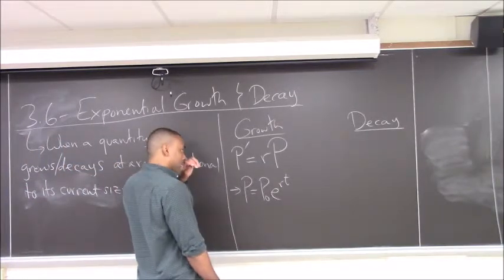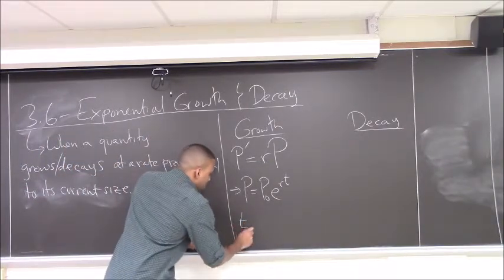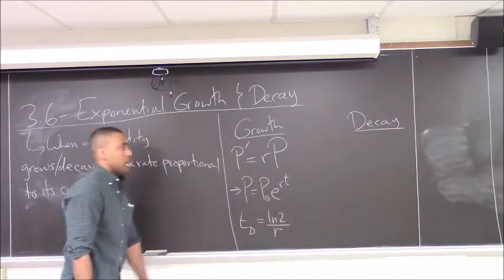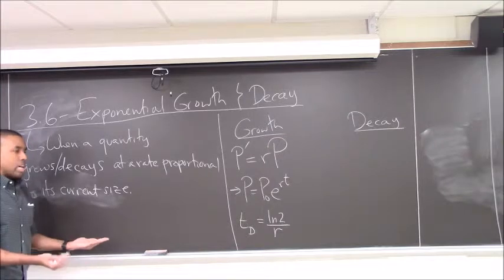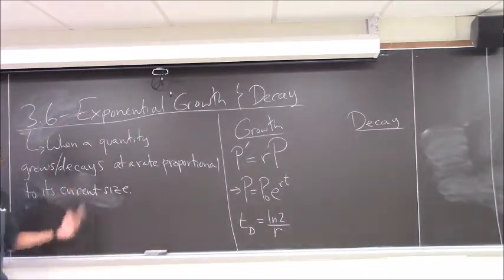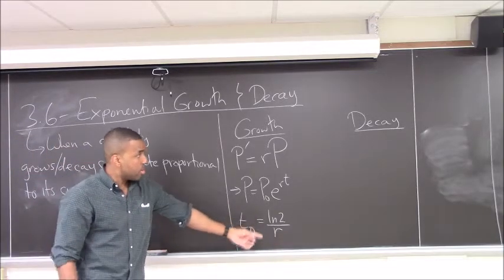You can also get the fact that the time to double is ln2 over r. That means if you start with some mass now, how long will it take for that amount to double if it's undergoing exponential growth? That will be the amount of time.